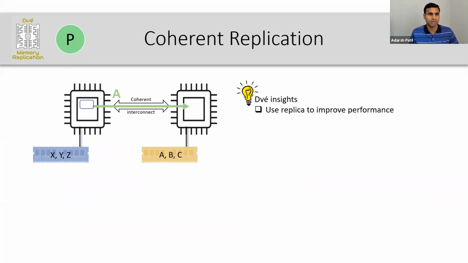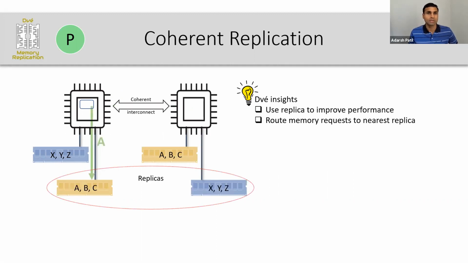As shown in the figure here, in today's multi-chip NUMA architectures, a miss for cache line A in the LLC of socket 1 must traverse the intersocket interconnect, and this incurs high access latencies. However, in DWE's coherent replication technique, the request for cache line A is routed to the nearest replica, in this case, socket 1's local memory replica.